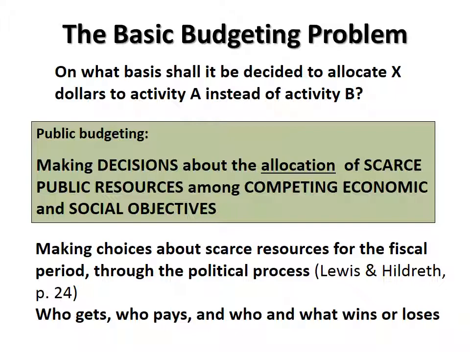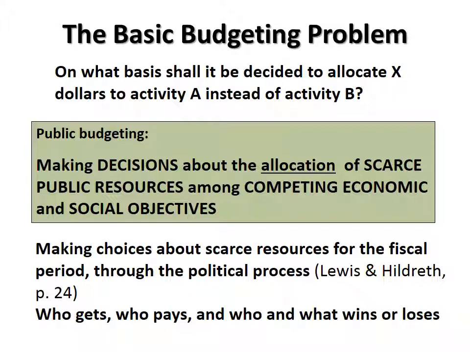So when we think about that in the context of the public sector, the basic budgeting problem becomes about making decisions regarding the allocation of scarce public resources among competing economic and social objectives. As Lewis and Hildreth note, public budgeting is fundamentally about making choices about scarce resources for the fiscal period through the political process. So public budgeting, in making these allocation decisions, determines who gets, who pays, and who and what wins or loses.